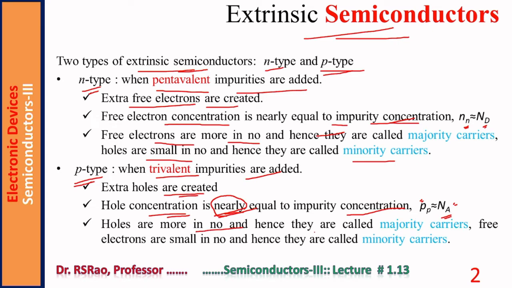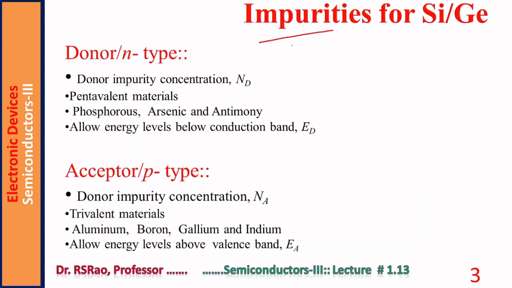Holes are more in number and hence they are called majority carriers. Free electrons are small in number and hence they are called minority carriers. So, holes are majority carriers in P-type semiconductors. Electrons are minority carriers.